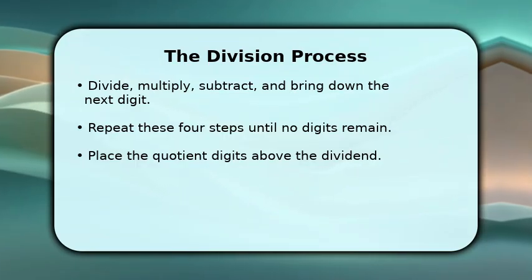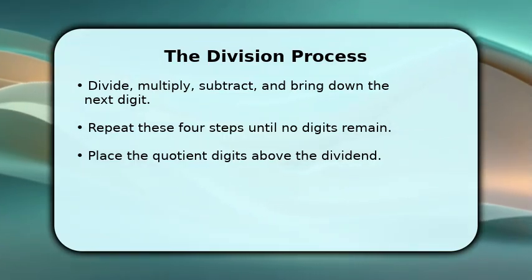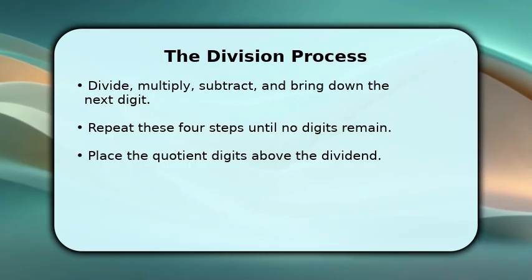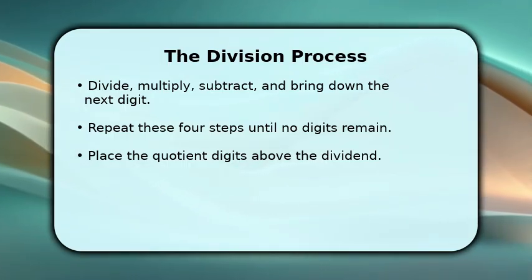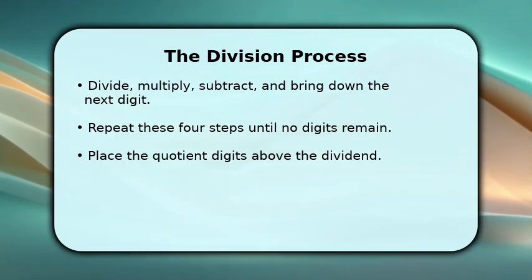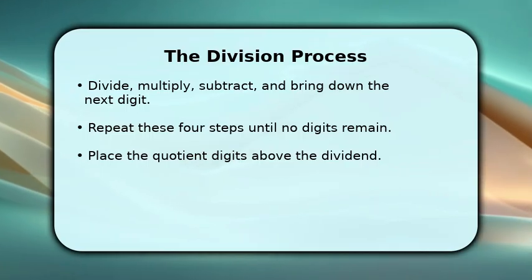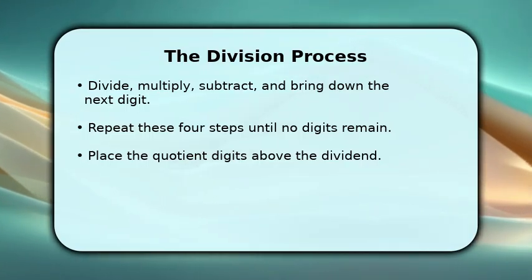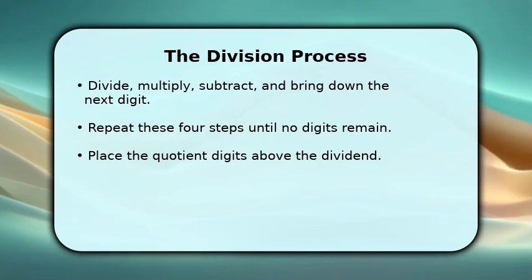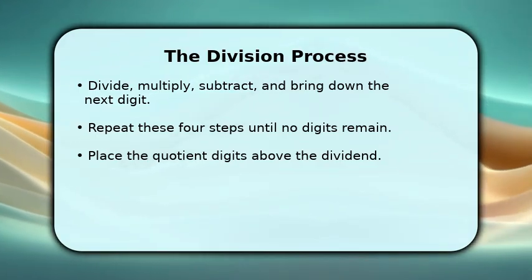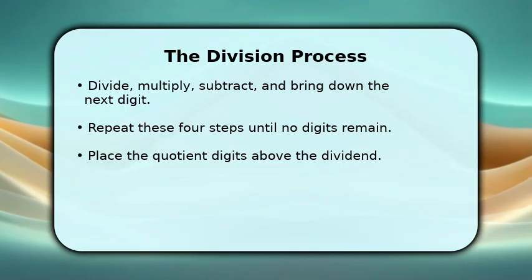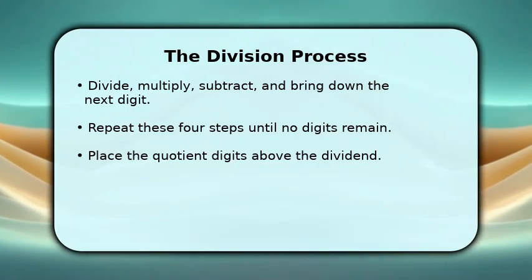First, divide the current part of the dividend by the divisor and write the quotient digit above. Then, multiply that quotient digit by the divisor and write the product below. Subtract this product from the current part of the dividend. Finally, bring down the next digit from the dividend to form a new number. Repeat these 4 steps until all digits have been brought down.